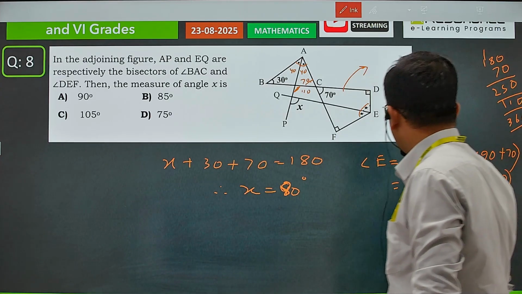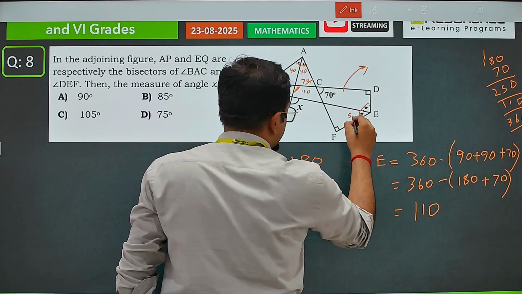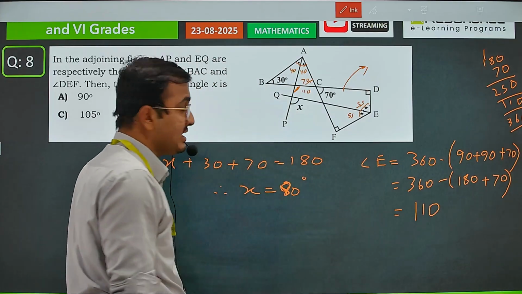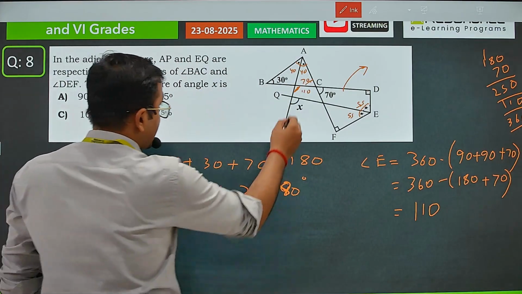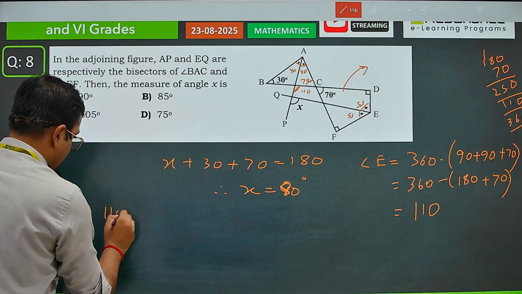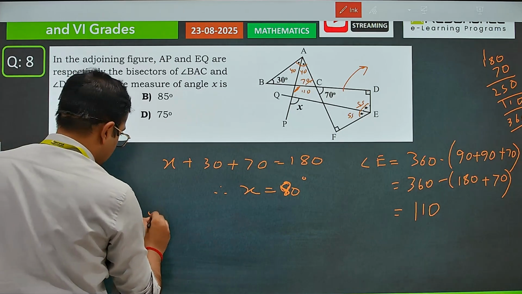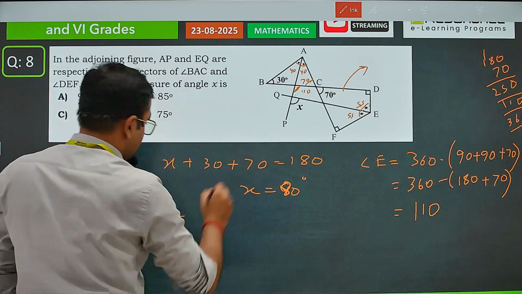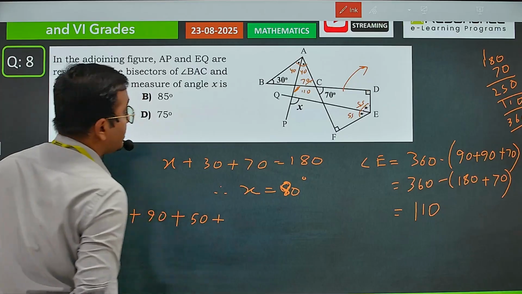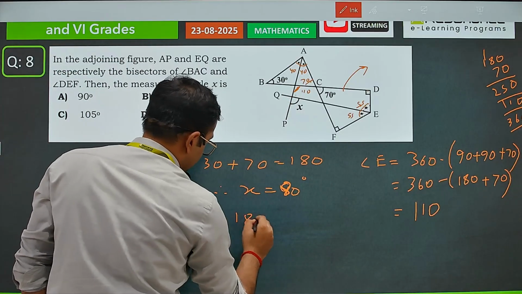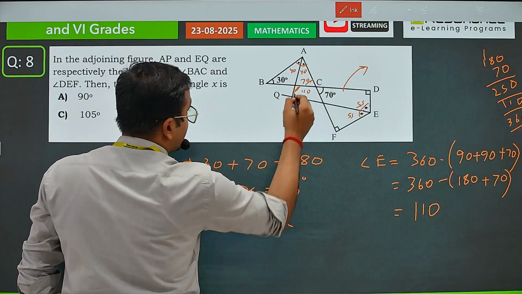Cross verification done. So that is 110. So this angle will be 55. This angle will be 55. Now my job is done because only one angle is left. So that is 110 plus 90 plus 55 degrees plus, and this angle is 180 minus x. This particular angle is 180 minus x.